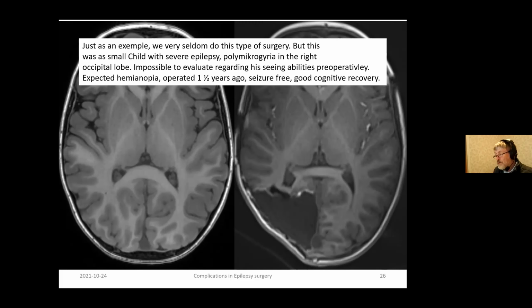But he was operated 1.5 years ago and we removed the occipital lobe, and then of course, even if he did have some function in that occipital lobe, he would be hemianopic, and he's now doing extremely well, no seizures and good cognitive function. I'm very keen on stressing that this is a procedure, at least in Gothenburg, that we would never ever suggest in an adult patient. In that case, it must be an extremely special situation.